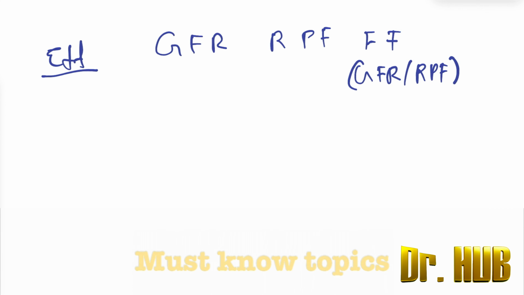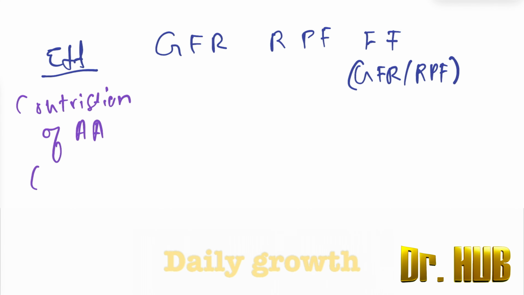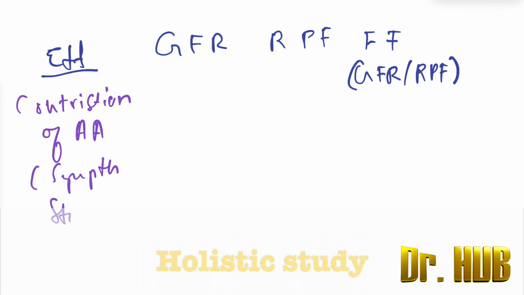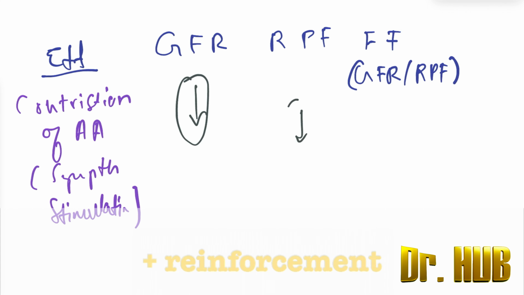So first, the effect will be, we are going to discuss the constriction. The constriction of the afferent arteriole, an example would be the sympathetic stimulation. So under this, the GFR is decreased and the RPF is also decreased, and since both decrease, there is no change here.